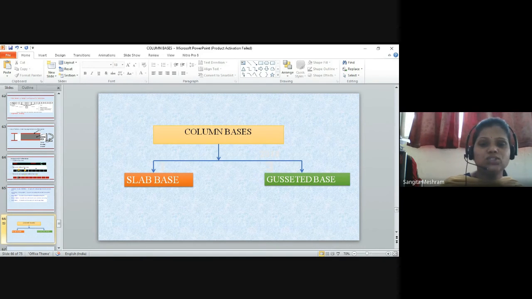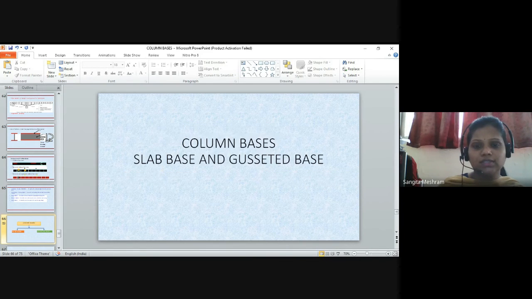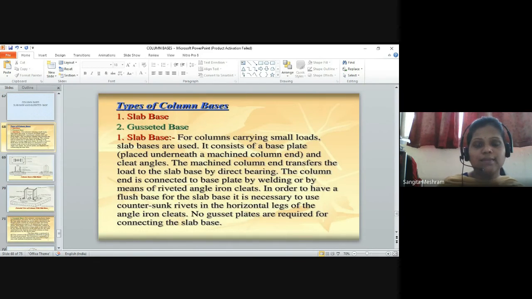Then the next is column bases. So basically it is of two types: slab base and gusseted base. Slab base is used for columns which carry small loads. The load is less, so in that case we can use the slab base. If we are designing the slab base, it has base plate and the cleat angles. The column transfers the load to the slab by direct bearing. The column is connected to base plate by welding or by means of riveted angle iron cleats.